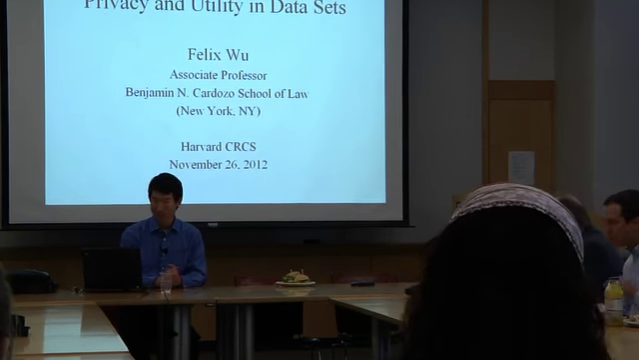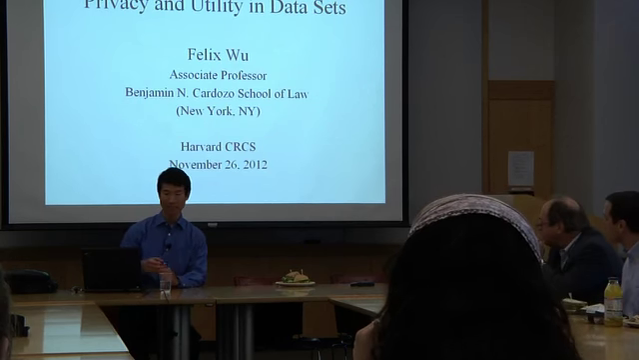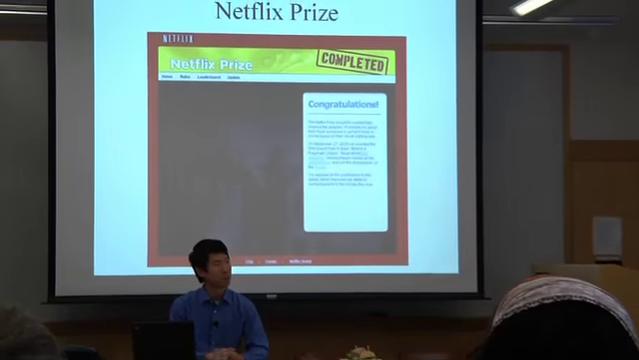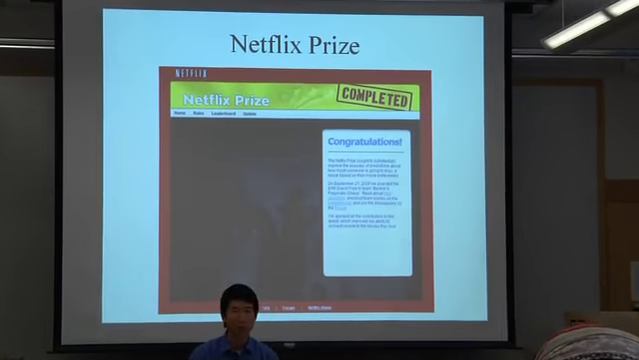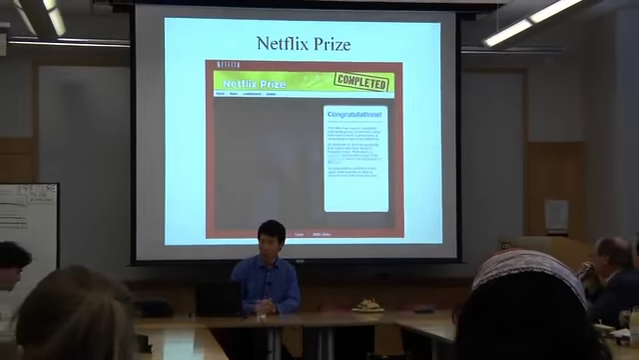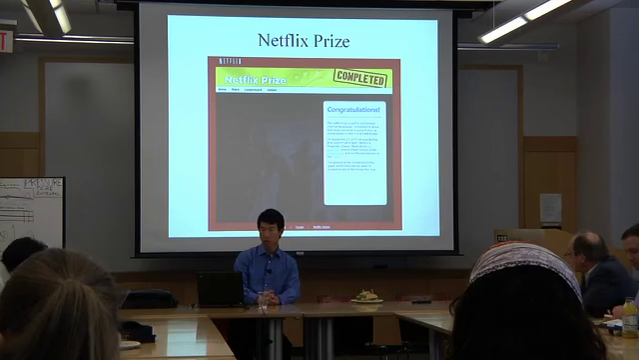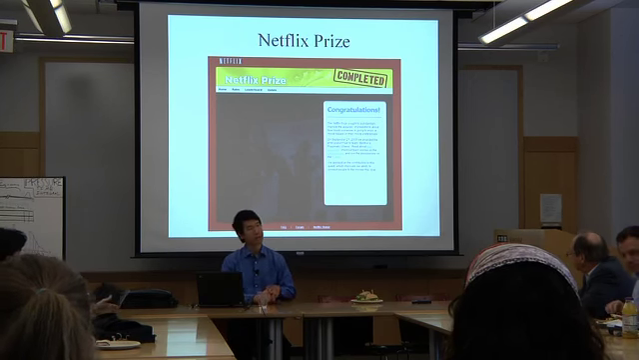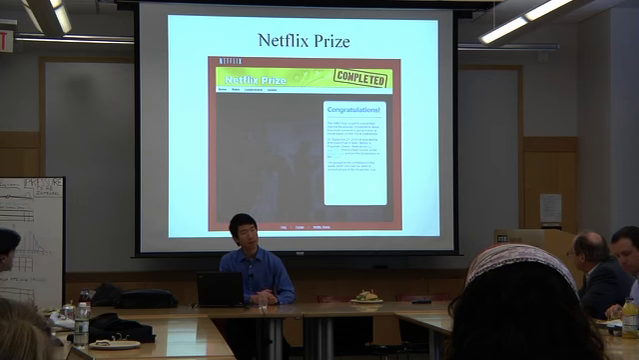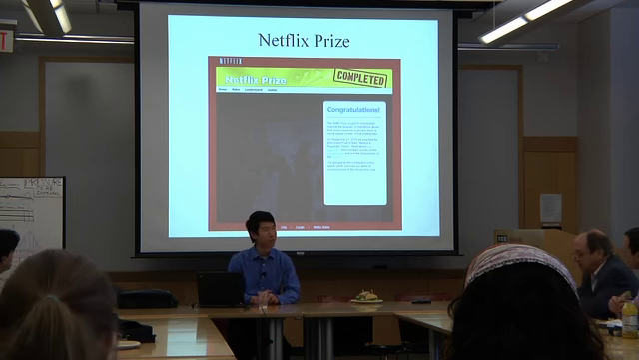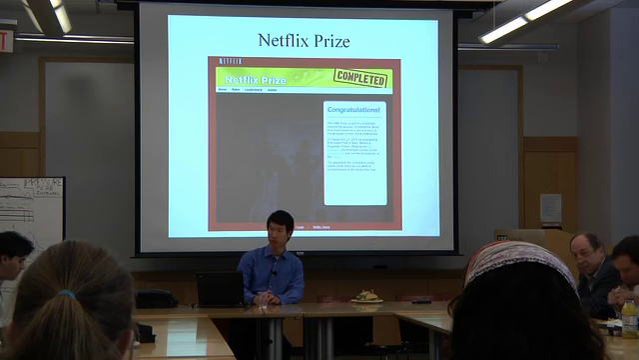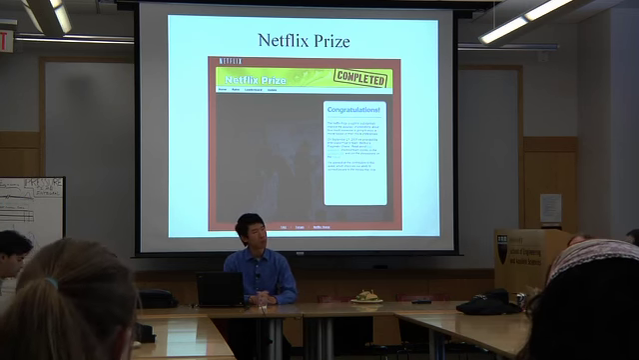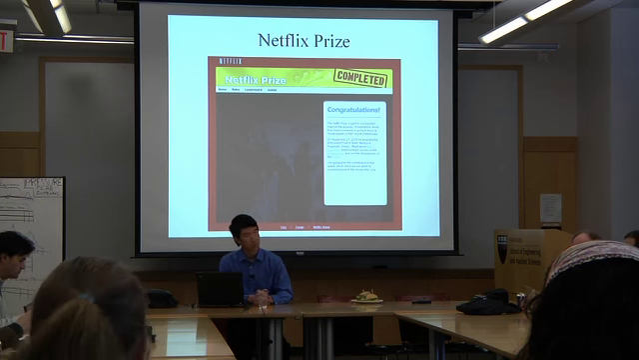So today I'm going to talk about privacy and utility in data sets, and let me explain a little bit what I mean through a little story. Many of you may be familiar with this story, and this is the story of the Netflix prize. A few years back, Netflix decided to run a contest, and the idea behind this contest was to try to improve its movie recommendation systems, right? And so they offered $1 million to a team that could improve the movie recommendations by at least 10%.